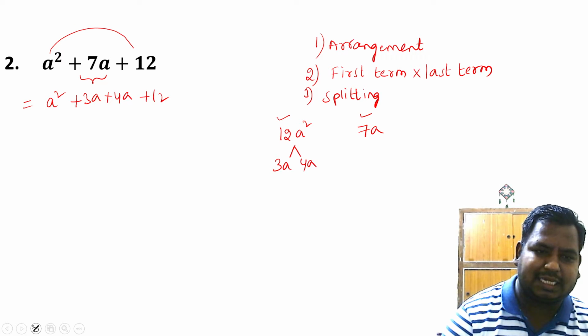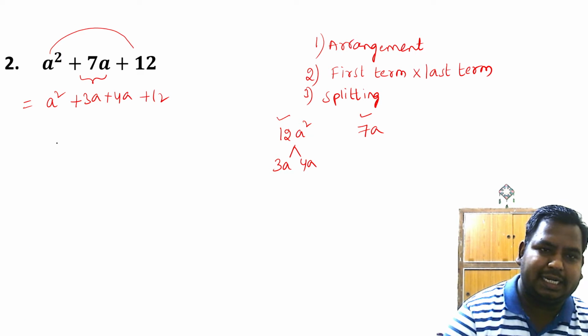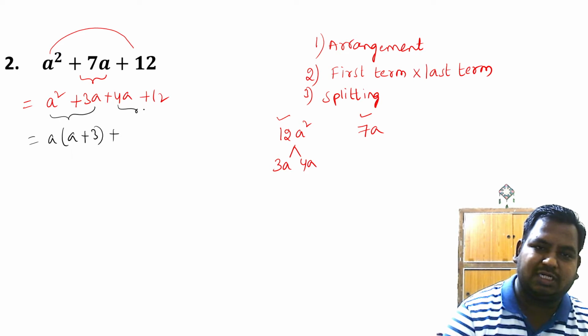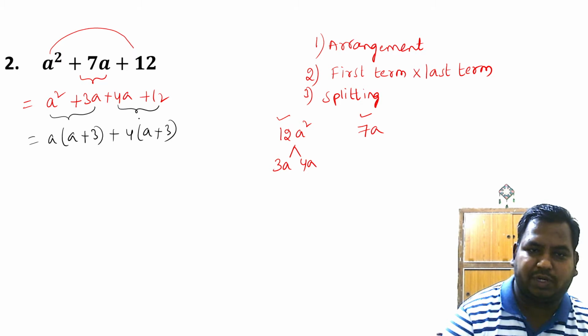From the first and second term, I can take a common. If I take a common, I am left with a plus 3. From the third and fourth term, I can take 4 common. I am left with a plus 3. A into a is a square. A into 3 is 3a. 4 into a is 4a. 4 into 3 is 12.